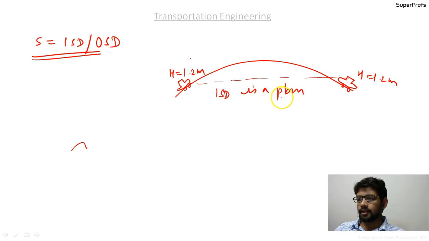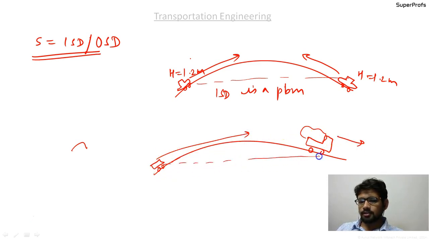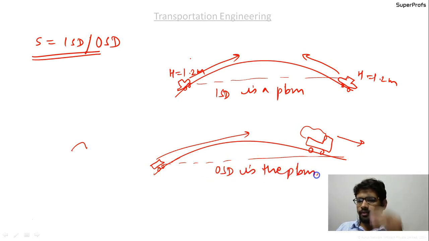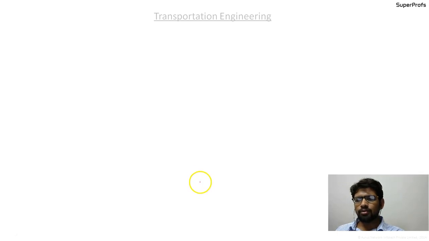In case of ISD, this vehicle is moving here and this vehicle is moving here. But if it was OSD, again the vehicle is over here like this, and another, say a truck, a big loaded vehicle, is moving like this. Both are moving in this direction, so OSD is the problem. The formula will slightly change, but it is one and the same concept.